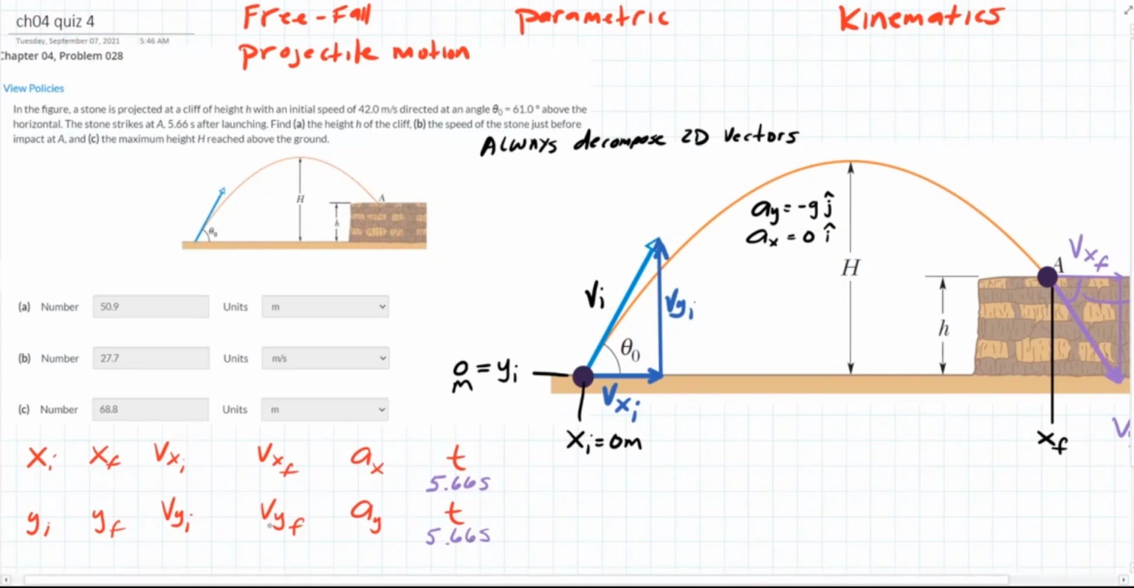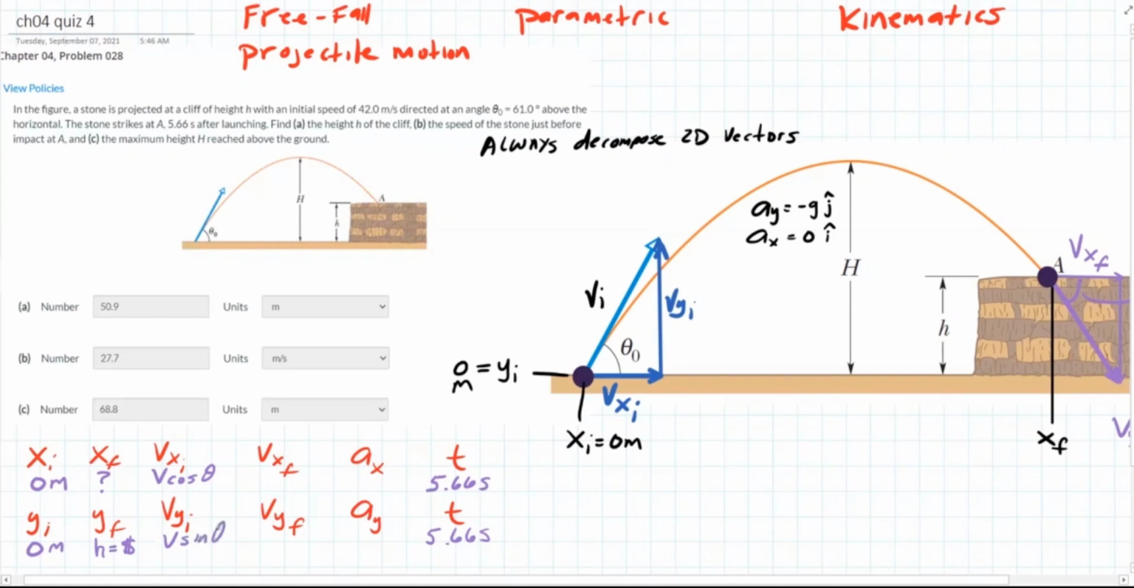Find little h. So let's see. X initial is going to be 0 meters. Y initial, starting from the ground, let's call that 0 meters. X final I don't know, and I might not care, so that's going to be a question mark. Y final is little h, which is the height of that cliff. That's the unknown. Vx initial is going to be V cos theta. This is going to be V sine theta.